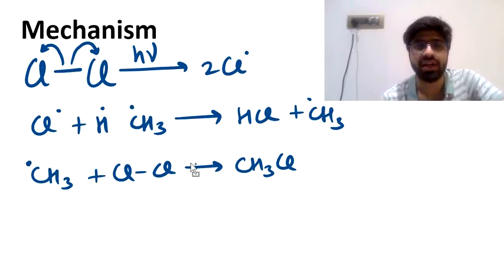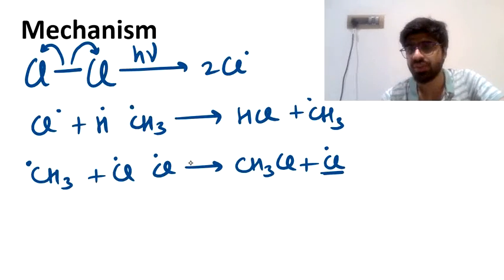The chlorine free radical means it will break the chlorine-chlorine bond. It will break the bond between the chlorine atoms in the molecule. So when you're breaking the bond here, each chlorine gets 1 electron and CH3 combines itself with the Cl here. So you get CH3Cl plus the chlorine free radical.